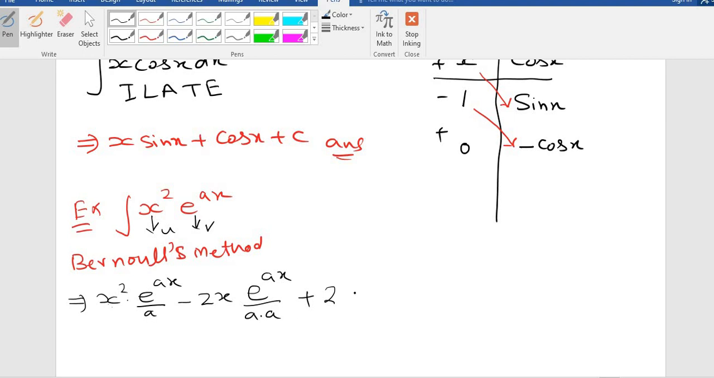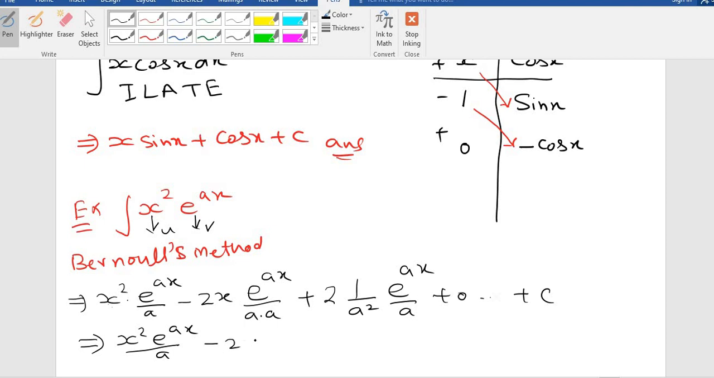Again the integration of this part, so see that a square is already here. The integration of e power ax is e power ax divided by a, and the differentiation of 2 is again 0, so no need to write anything more, plus c. Now just simplify it: x square e power ax divided by a minus 2x e power ax divided by a square plus 2 e power ax divided by a power 3 plus c, the integration constant. This is the answer by using Bernoulli's method.